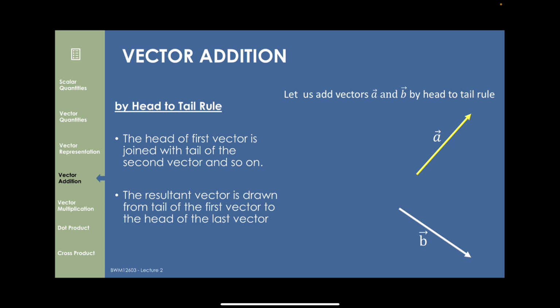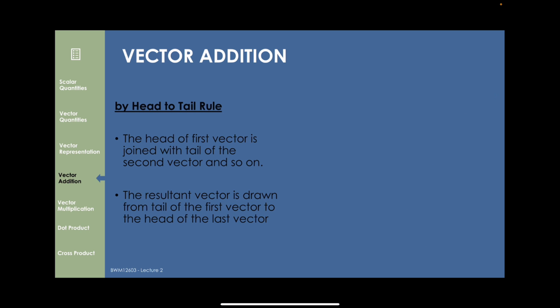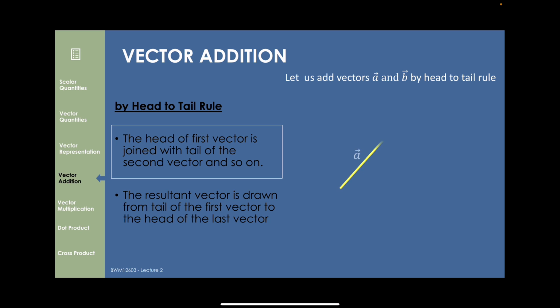Like this, for example, we have two vectors a and b, and for adding them together, we will have to bring them together like this. First, we'll draw vector a like this, and then on the head of this vector we have to draw vector b without altering the direction or length of vector b.